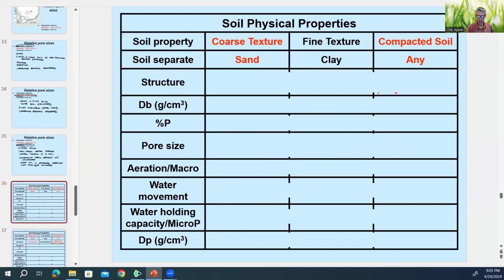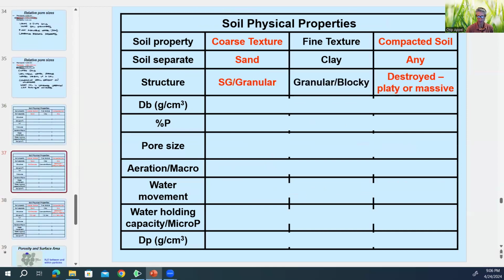And we're going to fill in this table here. So we have coarse texture, fine texture, and a compacted soil. Essentially that's going to be related to sand, clay, and then it could be any. And then for structure, we're going to say what is a reasonable structure associated with these. For sandy soil, single grained or granular. For the clay soil, granular or blocky, and the compacted soil will be platy or massive.